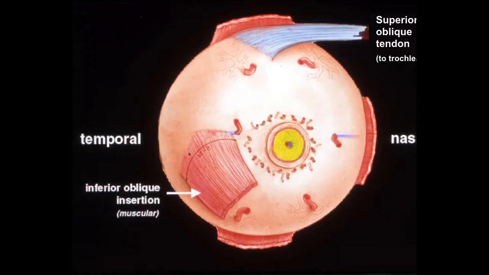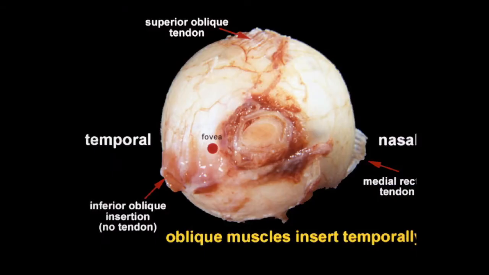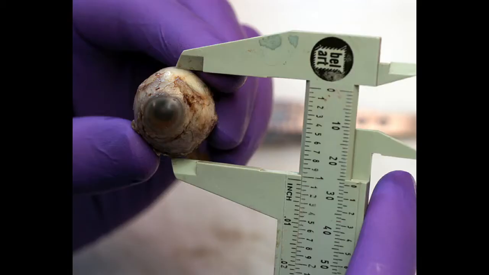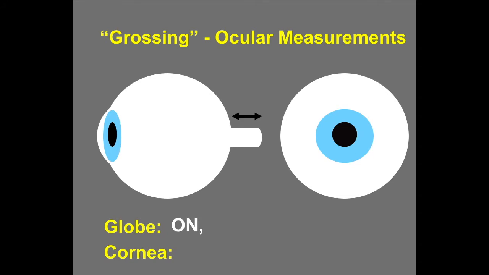The temporal sling formed by the oblique muscles is seen in this diagram from Hogan and Alvarado's textbook of ocular histology. And in this photo of an enucleated eye, the tendinous insertion of the superior oblique tendon has parallel white lines. After confirming the laterality of the globe, we perform a series of measurements using a caliper ruler. These include the length of optic nerve attached to the globe and the AP and horizontal and vertical diameters of the globe.